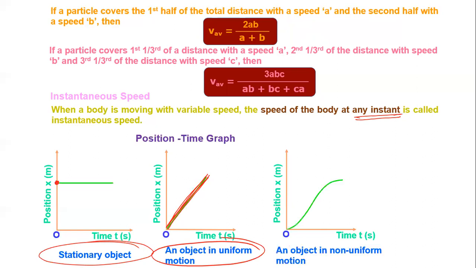So here see the third graph. You can see this is a position-time graph like this. Then the object is in non-uniform motion, which means the speed is variable here. So here the speed is constant and here the speed is 0. Here it is constant and here V is variable.